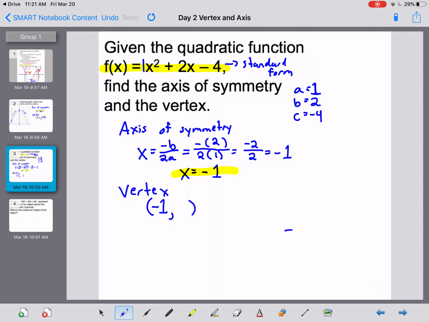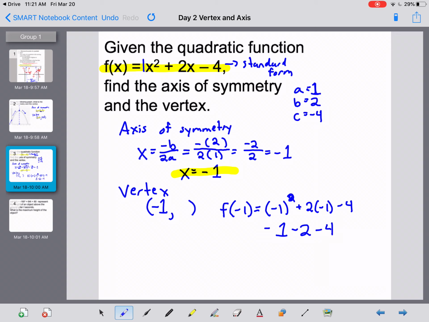In order to find the y value, I need to find what f of negative 1 is. So I can substitute negative 1 into every x. So I have negative 1 squared plus 2 times negative 1 minus 4. Negative 1 squared is positive 1. Positive 2 times negative 1 is negative 2. And the minus 4 comes down.